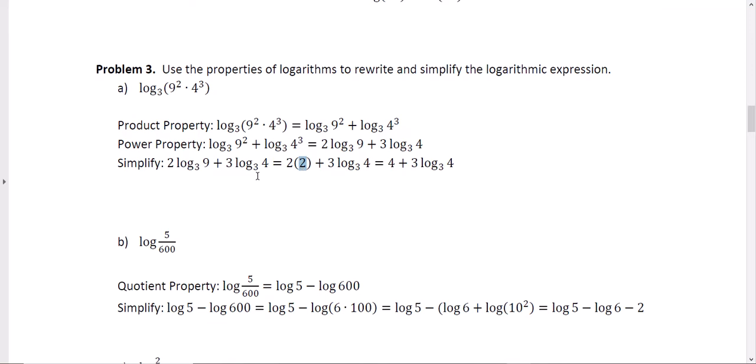I have no idea what power I need to raise 3 to get 4. So I'm just going to leave that as the number 3 log base 3 of 4. And 2 times 2 is 4. When we simplify, instead of log base 3 of 9 squared times 4 to the third, that's the same as 4 plus 3 log base 3 of 4.